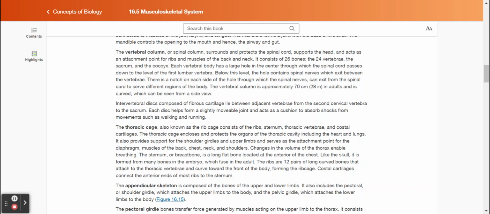Below this level, the hole contains spinal nerves, which exit between the vertebrae. There is a notch on each side of the hole through which the spinal nerves can exit from the spinal cord to serve different regions of the body. The vertebral column is approximately 70 centimeters, or 28 inches, in adults and is curved, which can be seen from a side view.